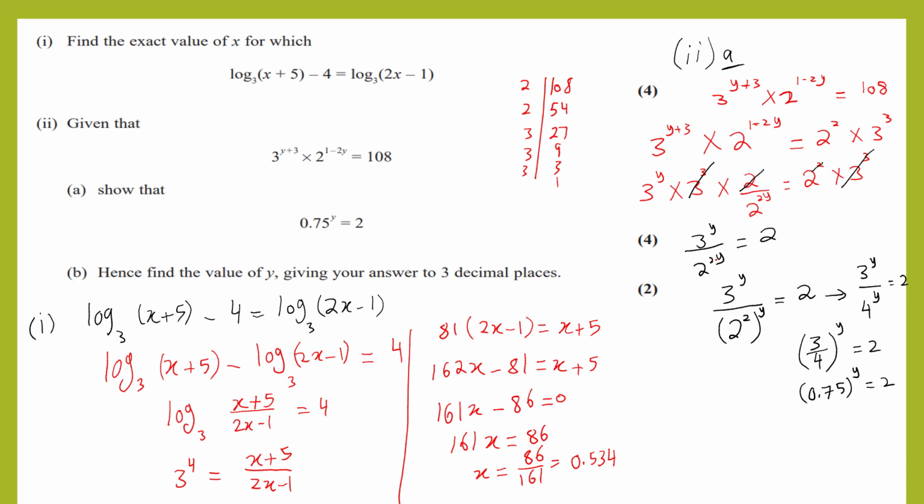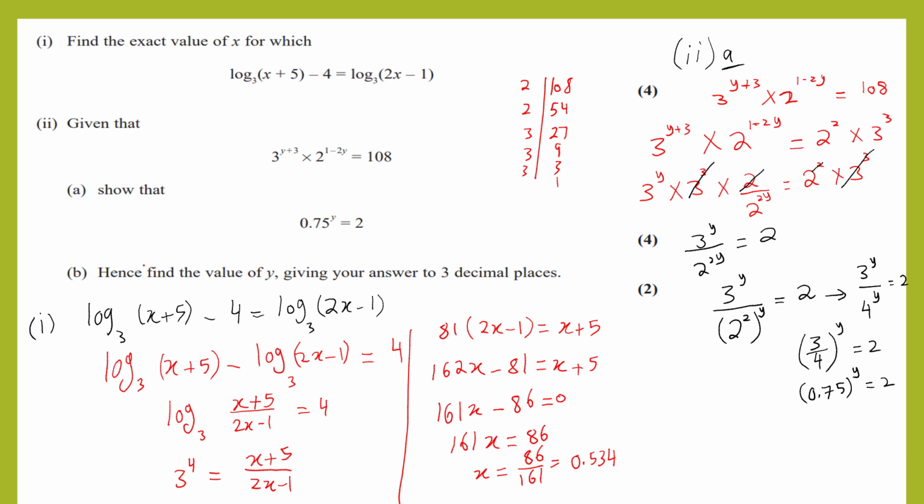Here, since the powers are multiplied, there was a power inside and a power outside, so we split the two powers. It becomes 2 squared all to the power of y. 2 squared is 4, so it's 3 to the power of y over 4 to the power of y, all equals 2. So we can make this one power for the whole fraction, and then we converted the fraction into a decimal. So it's now 0.75 to the power of y equals 2.